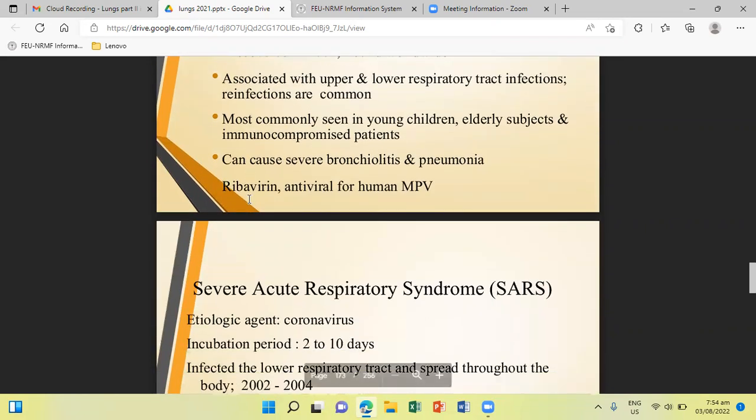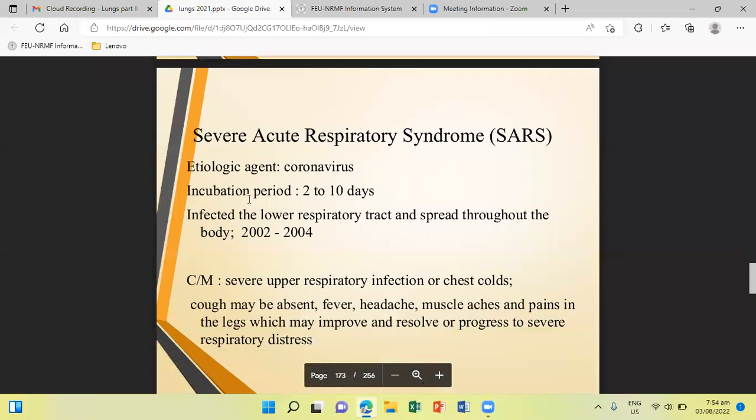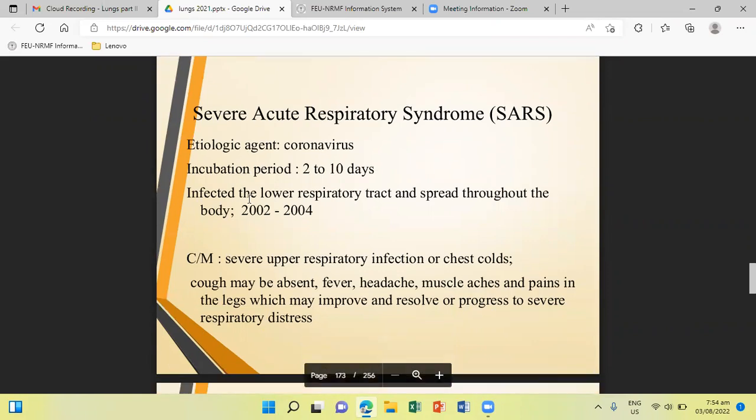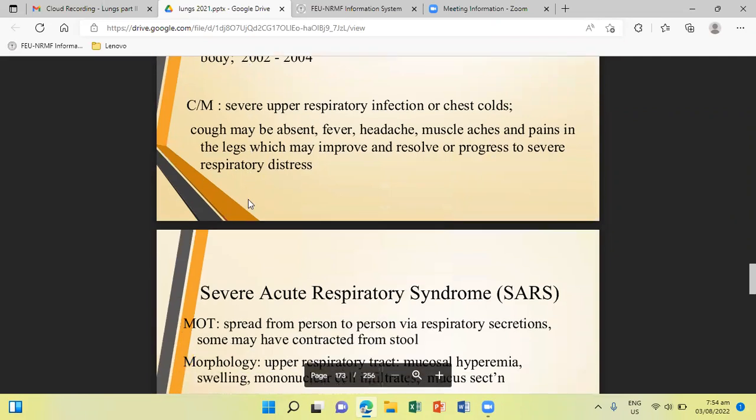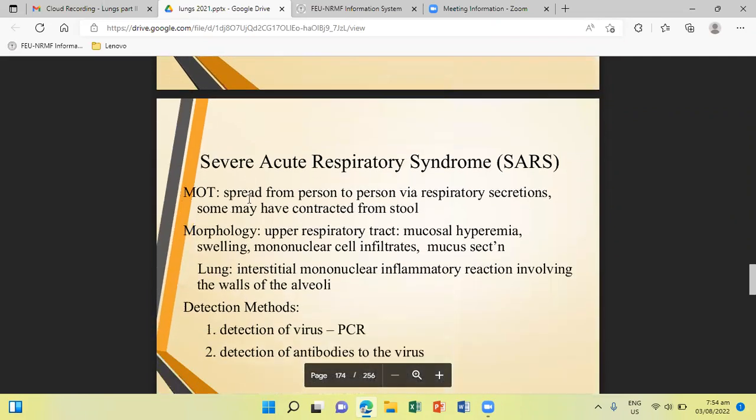You also have your SARS, which is, again, a coronavirus, related basically to the cause of our current pandemic. SARS appeared in November 2002 in Guangdong province of China and subsequently spread to other countries. Usually, again, this is a respiratory route of infection. The agent is expected to spread from person to person via respiratory aerosols.